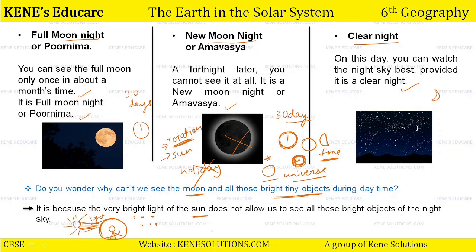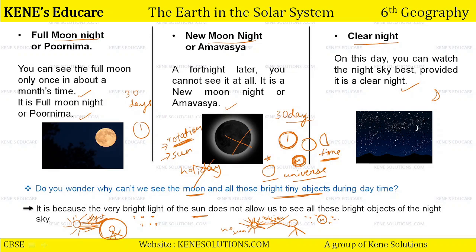Because the light of the sun is so bright that you cannot see any other object in the sky. Whereas, if it is night time, the sun is very far from your vision. Vision is not here. You cannot see the sun. You can see the moon. If you cannot see the sun, then it means that you are not receiving any light and hence you can see the other objects in the sky. But if there is sun, then there is so much bright light of the sun that you cannot see anything else. But if there is no sun, then there is no bright light and hence you can see the other objects in the sky also.